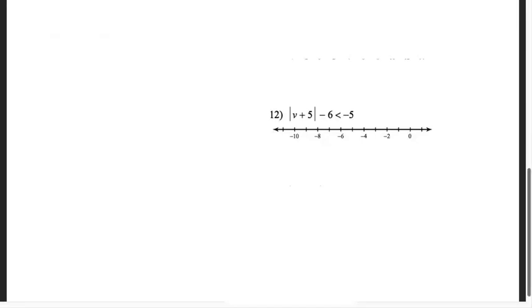So now that we know how to handle an absolute value in an inequality, we have two different methods for it. What if I start with an inequality that has a little bit more going on? What can I do with this inequality, absolute value of v plus 5 minus 6 is less than negative 5? What can I do with this to turn it into an inequality that we know what to do with? Would you add 6 to both sides? Let's add 6 to both sides.